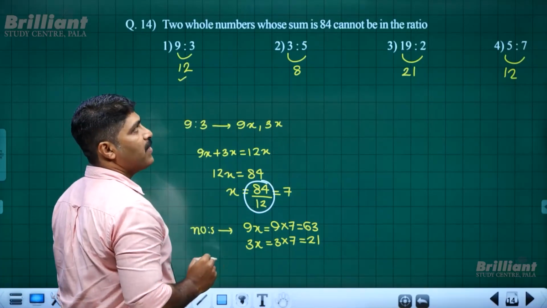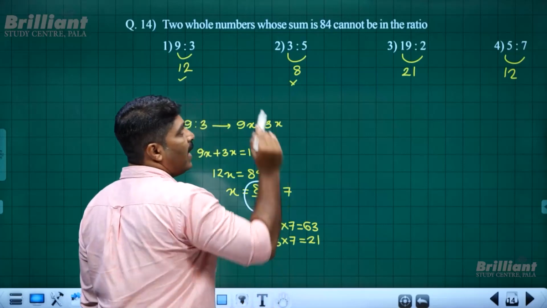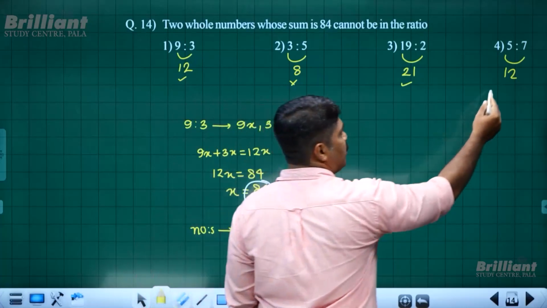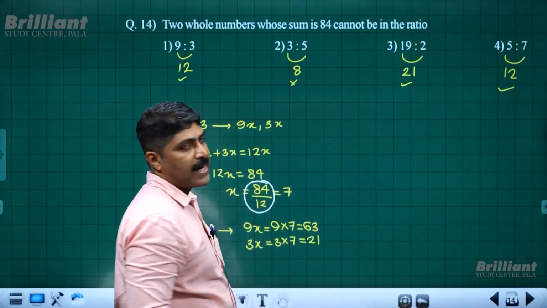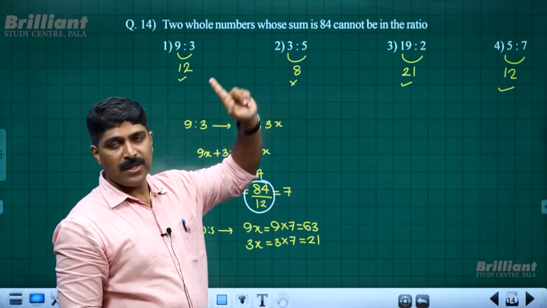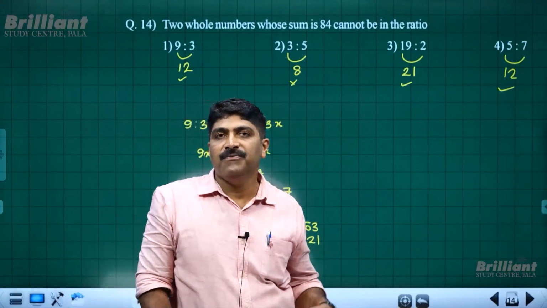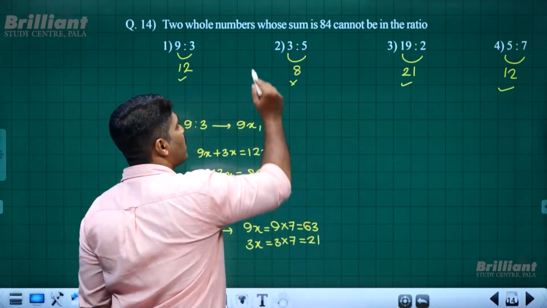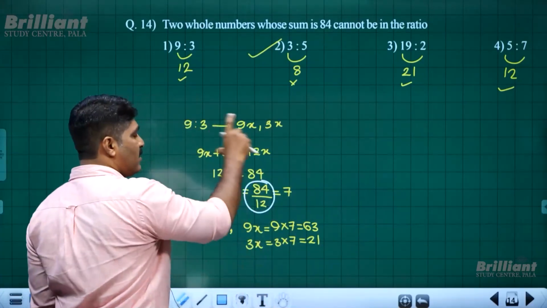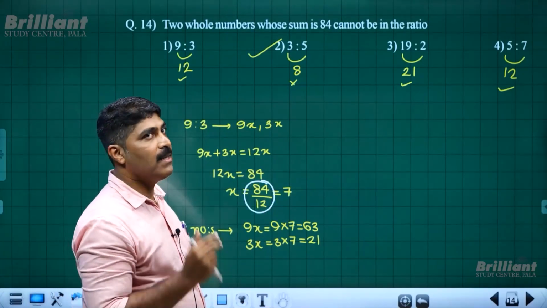Yes. 84, is it divisible by 8? No, it is not divisible by 8. 84, is it divisible by 21? Yes. 84, is it divisible by 12? Sure. Got it? So what's the conclusion there? This 84 cannot be distributed in this ratio. Our question is to find the ratio in which 84 cannot be distributed among the following ratios, hence the answer is 3:5. That's a simple logic. The logic is based on this concept: whether the total value is divisible by the sum of the ratio values.